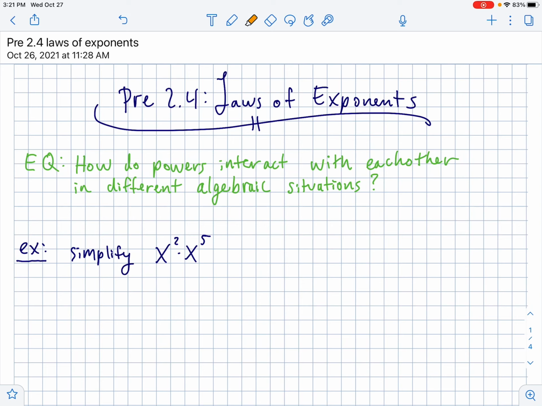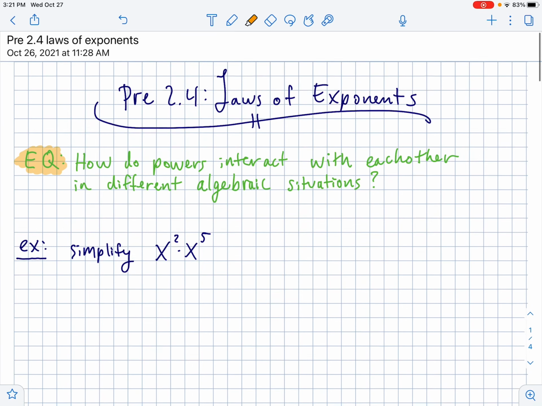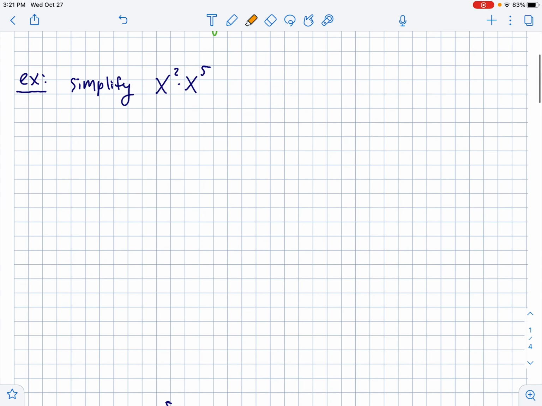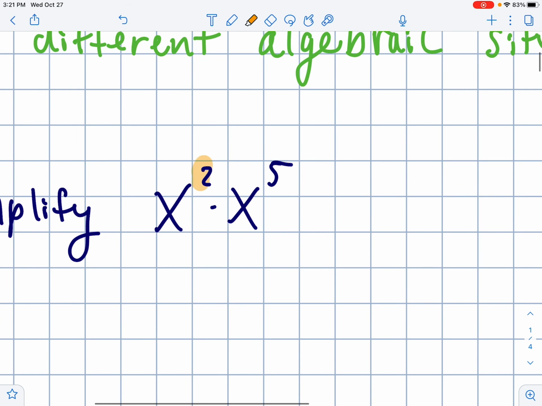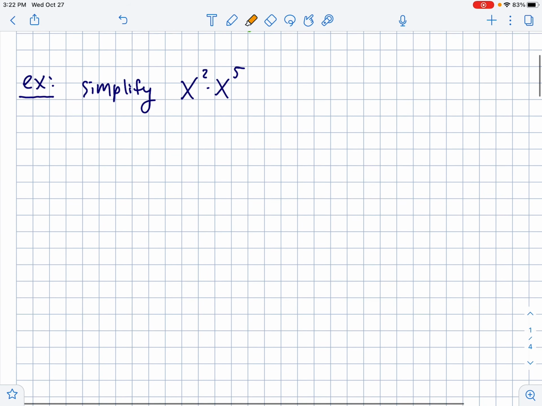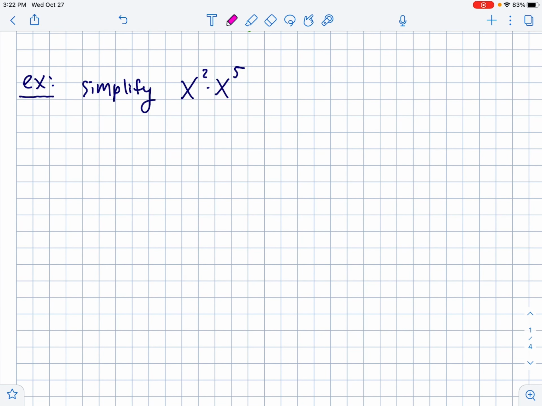Today's essential question: how do powers interact with each other in different algebraic situations? First up, x squared times x to the fifth. So down the road, you're going to see the 2 and the 5 and be like, what do I do with them? Do I add them? Do I multiply them? Do I divide them? Do I subtract? It can be kind of hard to remember the rules, and sometimes you can get them confused. So I'm going to show you guys kind of a long method to be able to do this. I call it the expanding method.